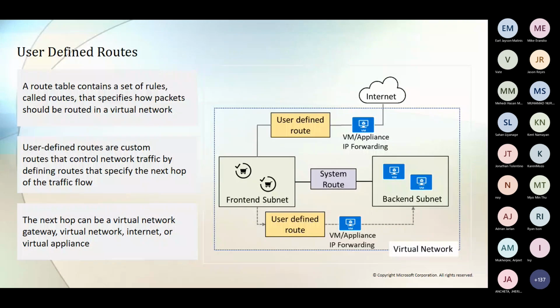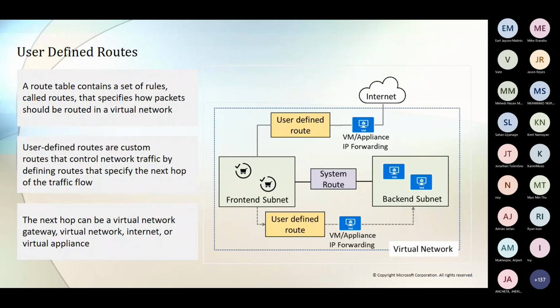Now there is another way to do it, and that one is user defined routes. User defined route means that while there is a system route, if the user wants to make a route in his own way, he can make the route himself. So it is called user defined routes. A route table contains a set of rules called routes that specify how packets should be routed in a virtual network. As I told you, a route table contains some rules for how packets will go.